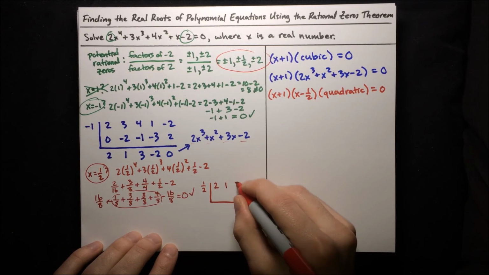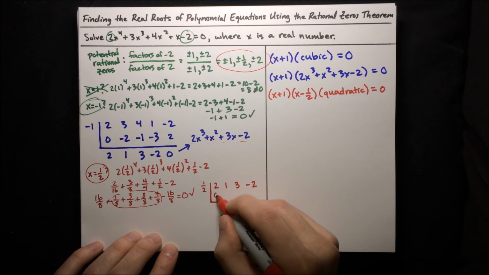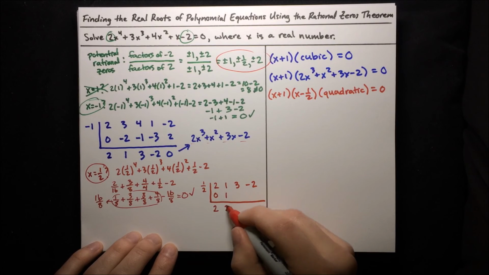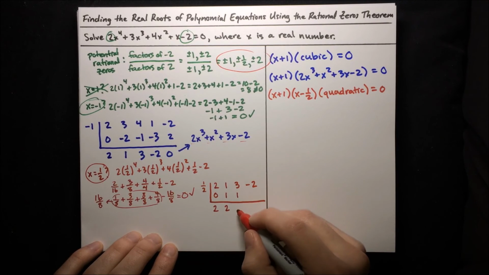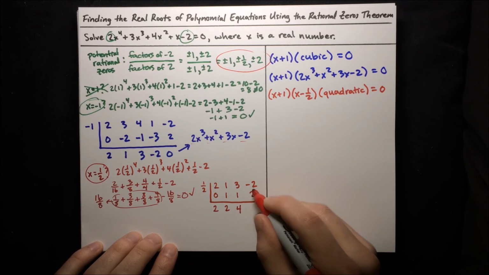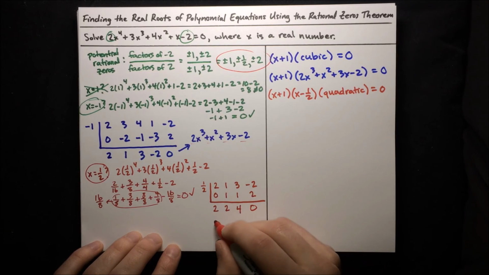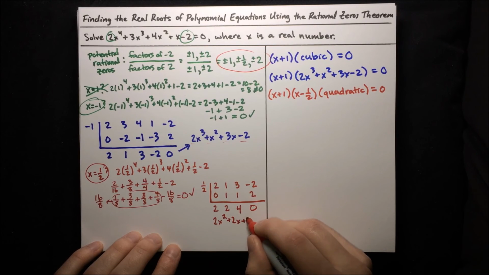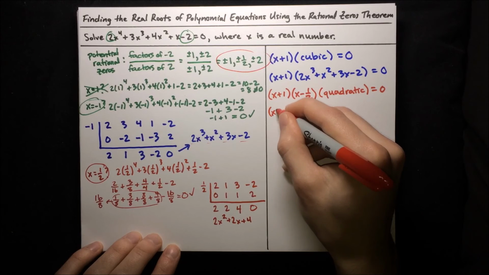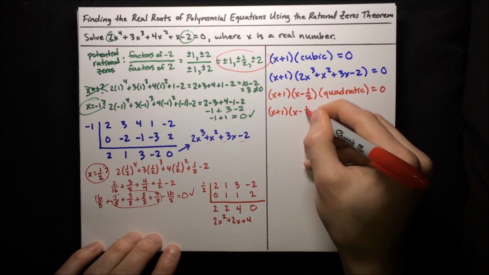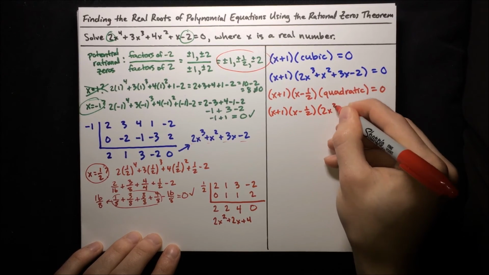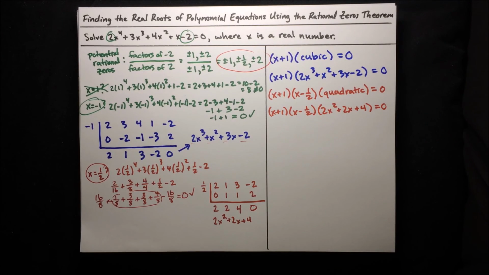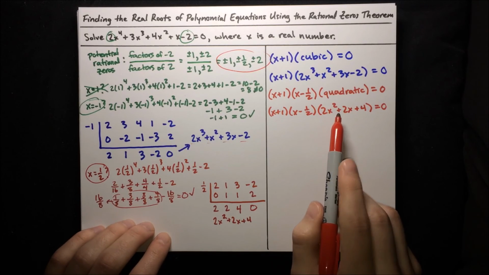2, 1, 3, negative 2. Started off with the 0. 2 plus 0 is 2, times a half is 1, plus 1 is 2, times a half is 1, 3 plus 1 is 4, times a half is 2, add down the column, 0. So just 2x squared plus 2x plus 4. Okay, so let's write that down. x plus 1 times x minus a half times 2x squared plus 2x plus 4 is equal to 0. Finally, now we've got a quadratic, and this is going to be a lot easier to solve.